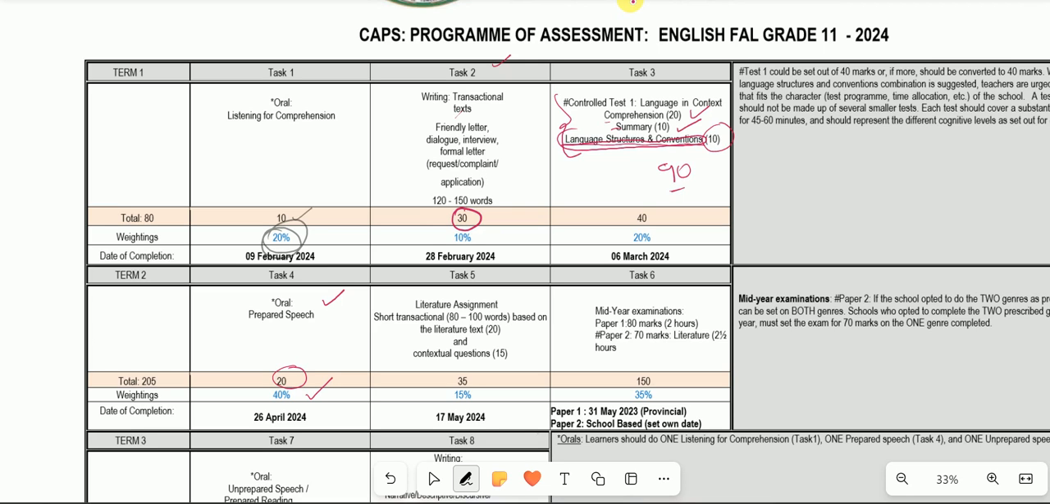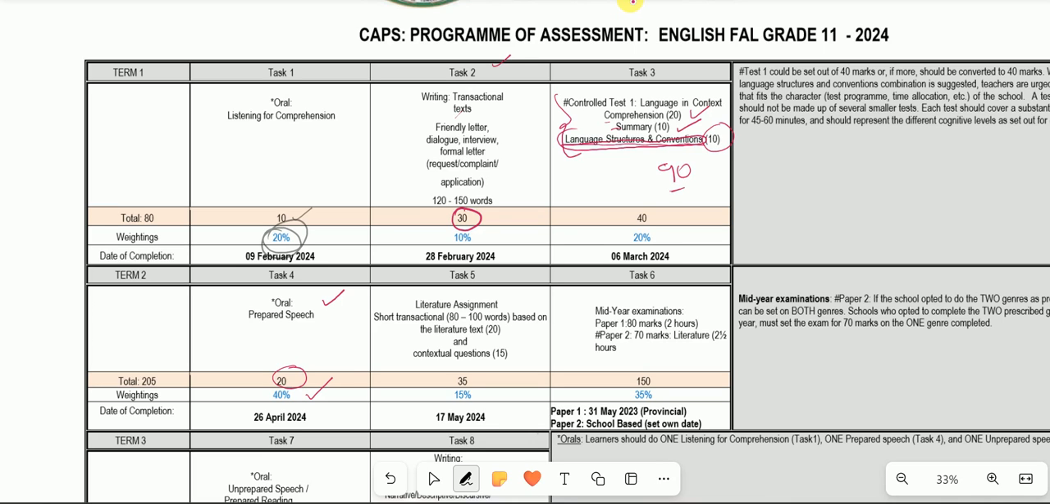And then we are going to have task number 5 in term 2, which is literature. It is the same as that in grade 10. Depending on the genres that you are doing at your respective schools, some teachers will make this out of 70, then divide it by 2 at a later stage, just so that they give you a taste of what to expect in paper 2. Remember, paper 2 deals with literature.